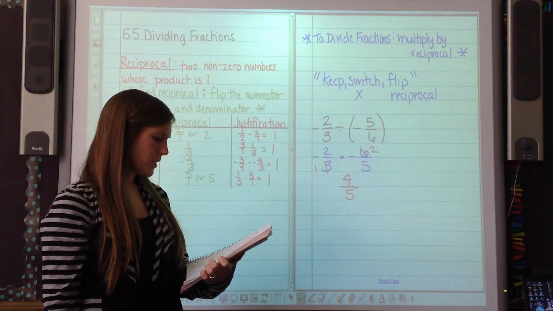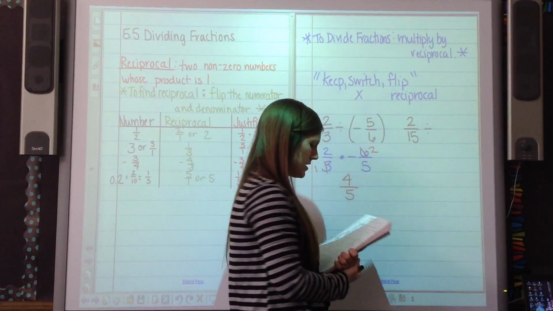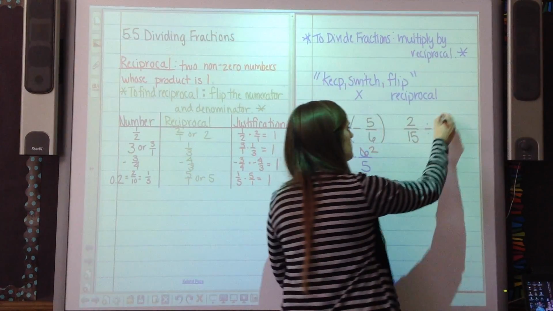Let's try another one. 2/15 divided by negative 8/25.